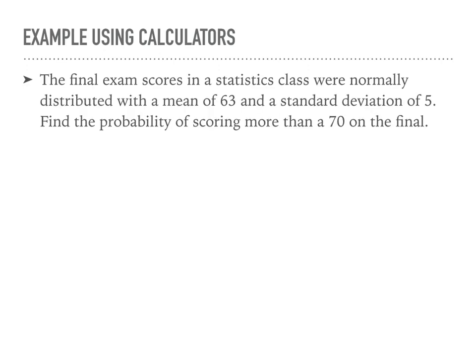So let's do an example using some calculators. The final exam scores in a statistics class were normally distributed with a mean of 63 and a standard deviation of 5. Find the probability of scoring more than a 70 on the final. So that's normal CDF, 70, comma, infinity, comma, 63, comma, 5, which equals approximately 0.0808. Notice that when we round, we get the same answer that we got earlier when we did this problem using the tables.